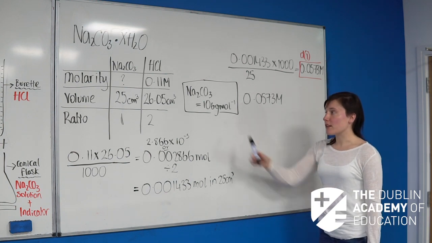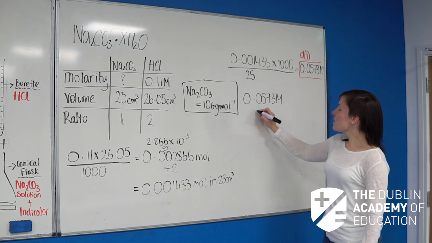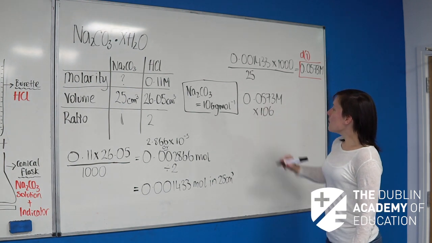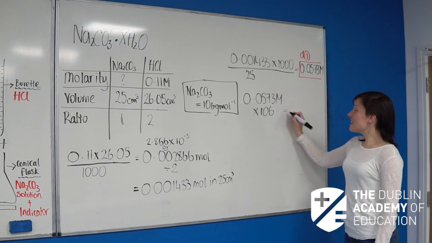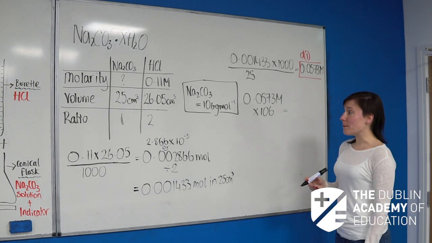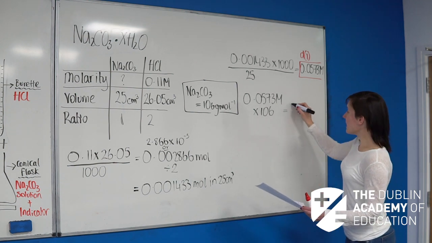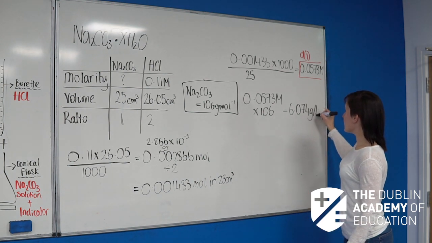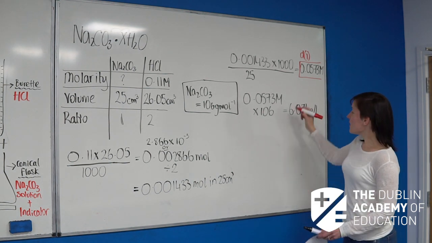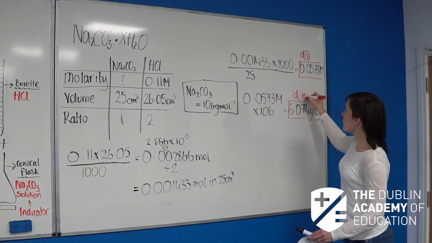23 times 2 plus 12 plus 3 16s for the oxygen. So we're going to now multiply 0.0573 moles per litre by 106 to get our concentration in grams per litre. And if we do that, we get 6.074 grams per litre. So that's our second answer there for part D, so that's D part 2.